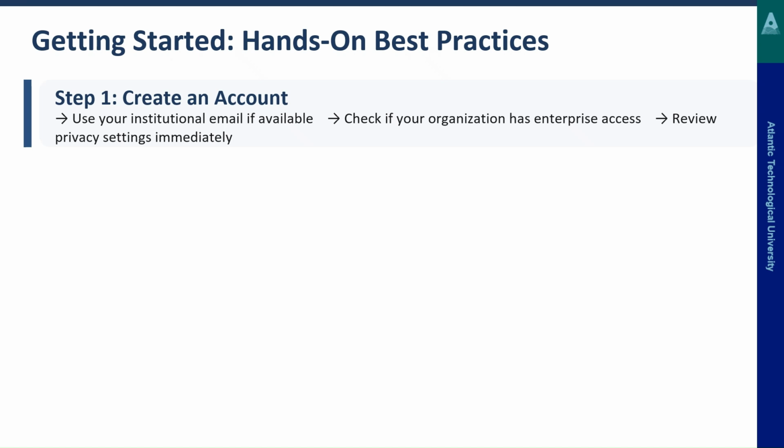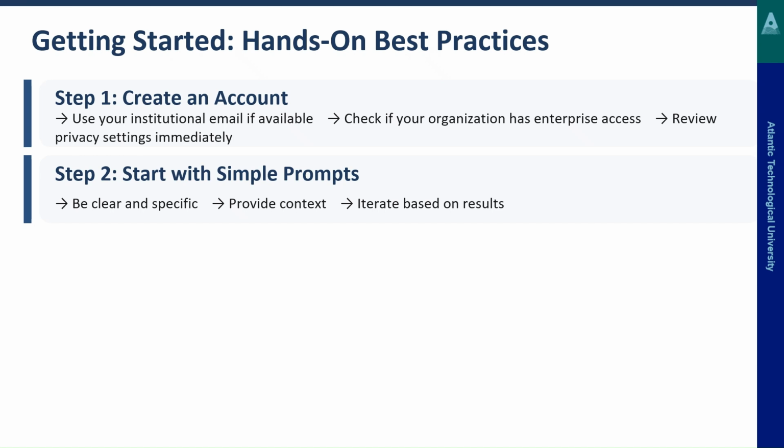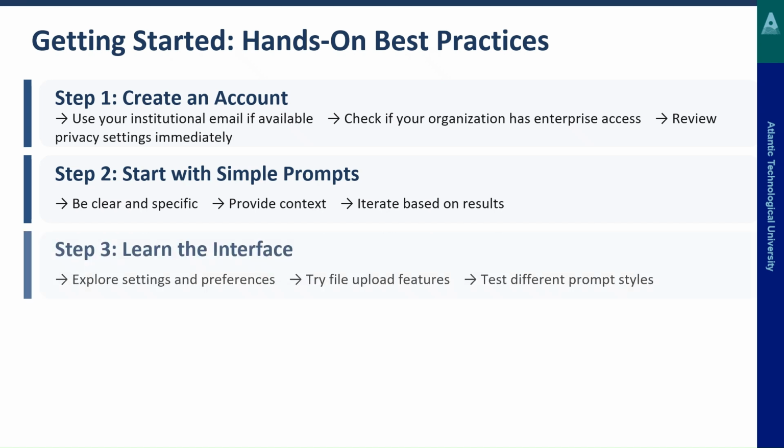So if you want to start to play around with these things, start to check these tools out for yourself. What I'd say is create an account first. Check if your organization has enterprise access, if you're using Copilot, for example. The first thing that you want to do is review the privacy settings. Start with simple prompts. You want to be clear, specific, provide context, and iterate based on the results. Learn the interface as well.